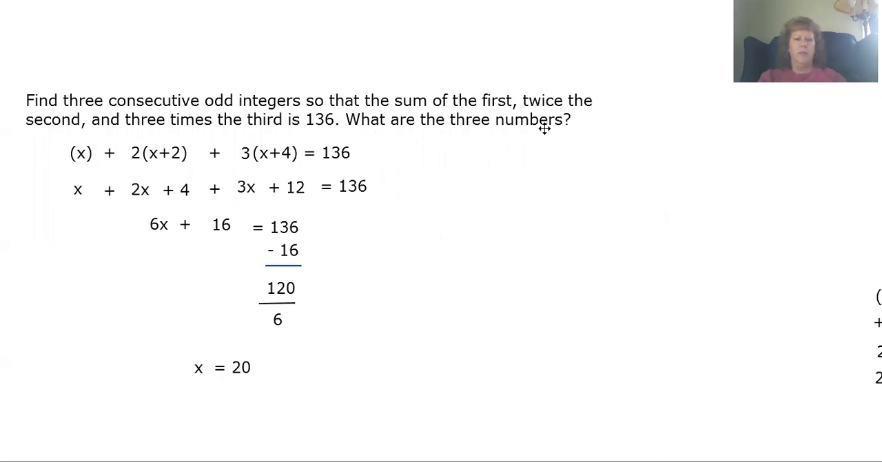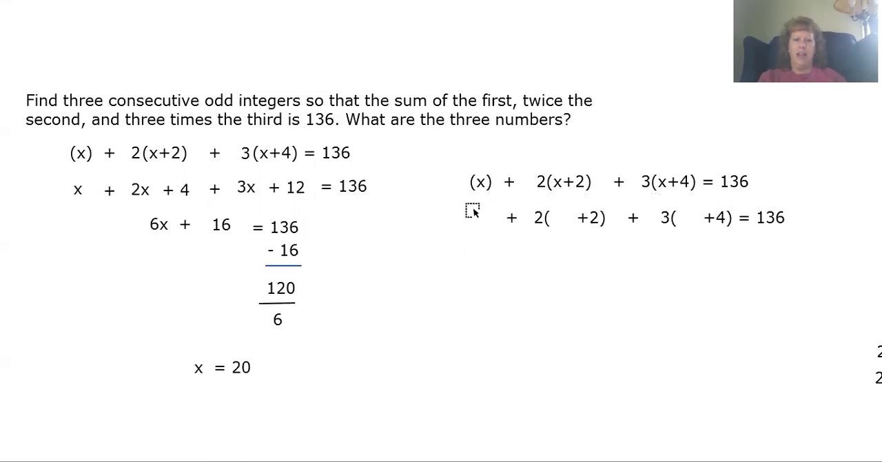So what are the three numbers? So we need to go back and start with our original problem to find all three numbers. And we want to substitute 20 for each time there's an x. So 20 in each spot. So the first number is going to be 20. The second number is going to be 20 plus 2 is 22, times 2 is 44, and the last number is 20 plus 4 is 24, times 3 is 72. So those are our three numbers.